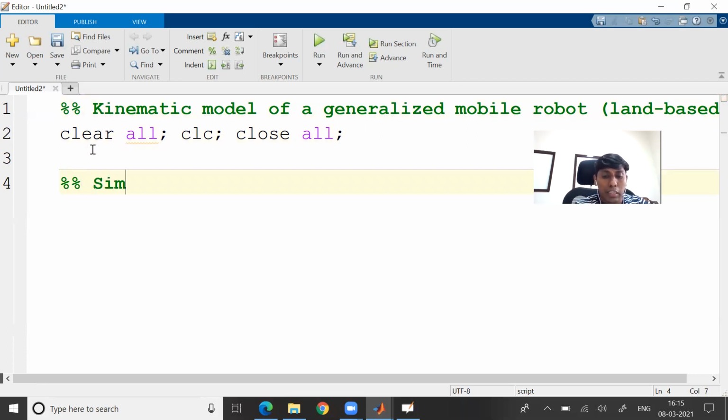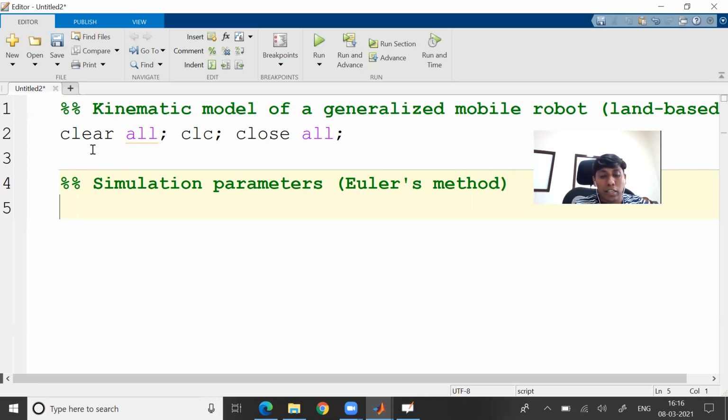First I'm writing the simulation parameter. What we have done is the Euler method. For Euler's method, only the step size is the factor. So delta t I'm writing as dt. I'm taking 100 milliseconds as the step size. Okay. So then what else do you need?